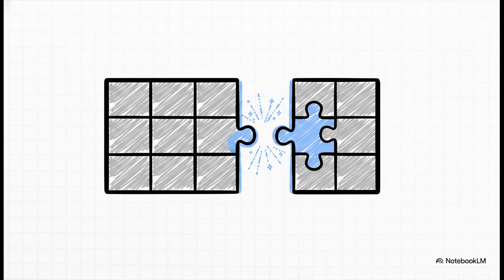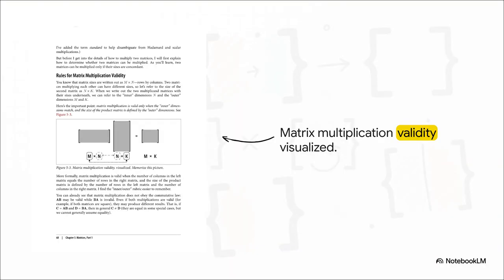What does that actually mean? It means the number of columns in your left matrix must exactly equal the number of rows in your right matrix. If they don't match, the math literally doesn't work. Imagine you have an m by n matrix multiplying an n by k matrix. Because those inner numbers, the n's, match up perfectly, we have a green light. And here is where the real magic happens. The size of your brand new product matrix is defined by those outer dimensions.